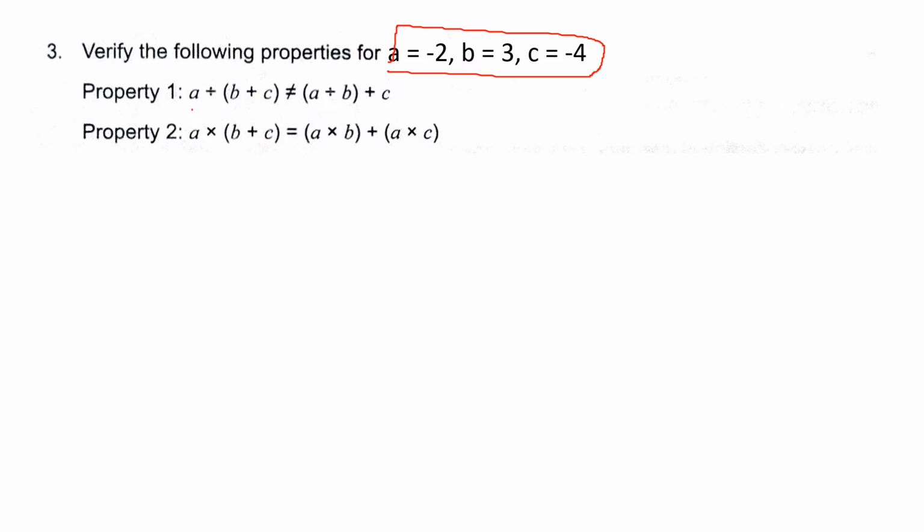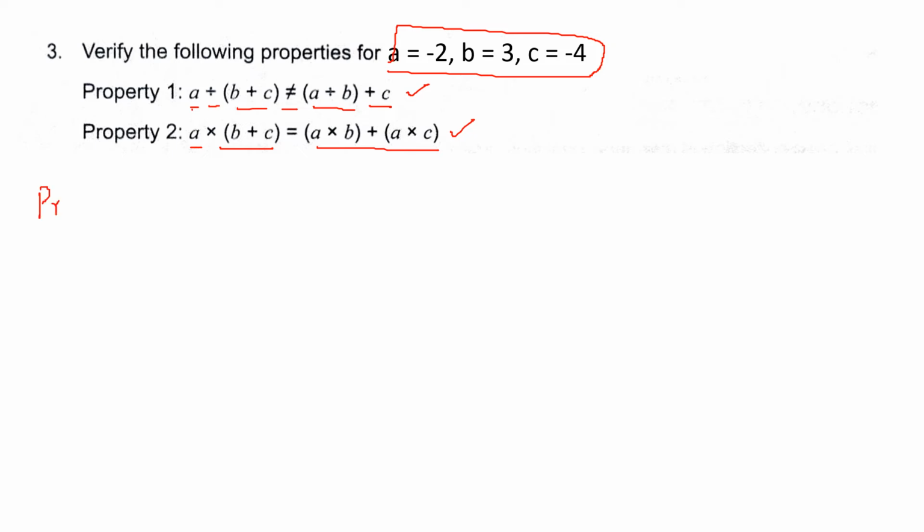Property 1: a divided by (b plus c) is not equal to (a divided by b) plus c, because division is not associative. Similarly here, a multiplied by (b plus c): multiplication is distributive. That's why here multiplication is getting distributed over addition. So this will be true, but the other will not be true. Let us check one by one.